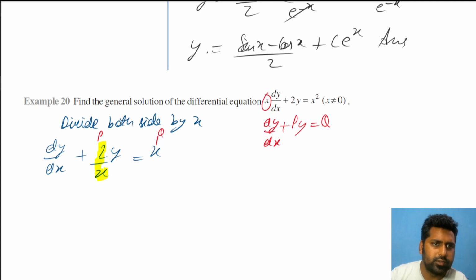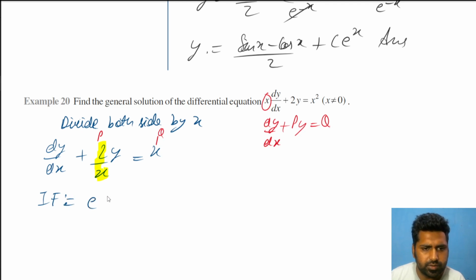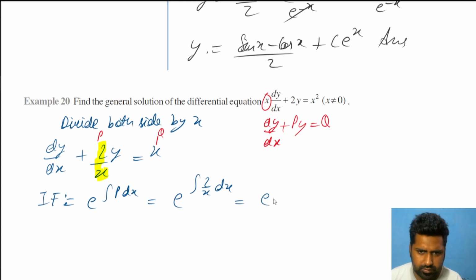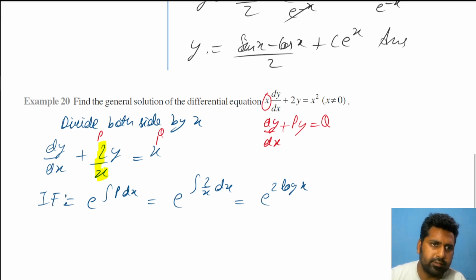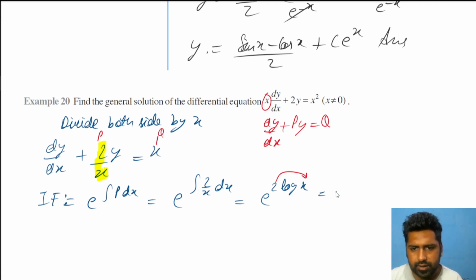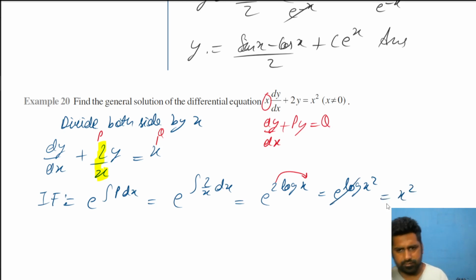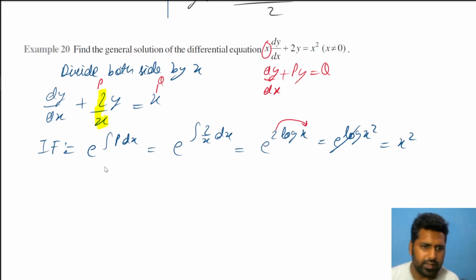So let's calculate IF now. IF is equal to e raised to power integration P dx. Integration 2 by x dx. What is the integration of 1 by x? Basically log. So this is 2 log x. Forget about the mod for the time being, and don't write c. Now what do we do? We know one property, that e and log can cancel each other. Take this 2 in the power. What do you get? e raised to power log x square. e and log cancel. What do we get? x square. So your IF is only x square, and I think after that it is very easy.